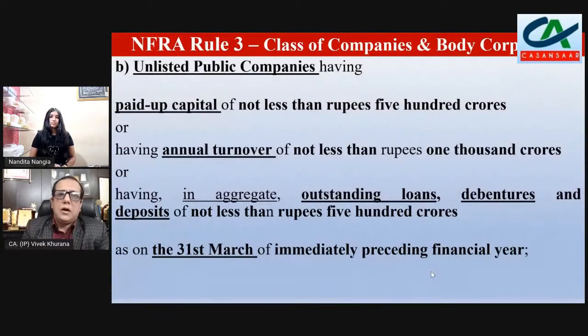Then B is unlisted public companies. रिमेंबर अनलिस्टेड कंपनी नहीं है, अनलिस्टेड पब्लिक कंपनीज है, प्राइवेट लिमिटेड कंपनी नहीं है, अनलिस्टेड. सो अनलिस्टेड पब्लिक कंपनीज में भी उसमें भी कंडीशन है. फर्स्ट, इफ पेड अप कैपिटल नॉट लेस देन 500 करोड़ रुपीस, मींस अगर पेड अप कैपिटल 500 करोड़ रुपीस एंड अबोव है, देन यू हैव टू फाइल द NFRA 2 फॉर्म्स.